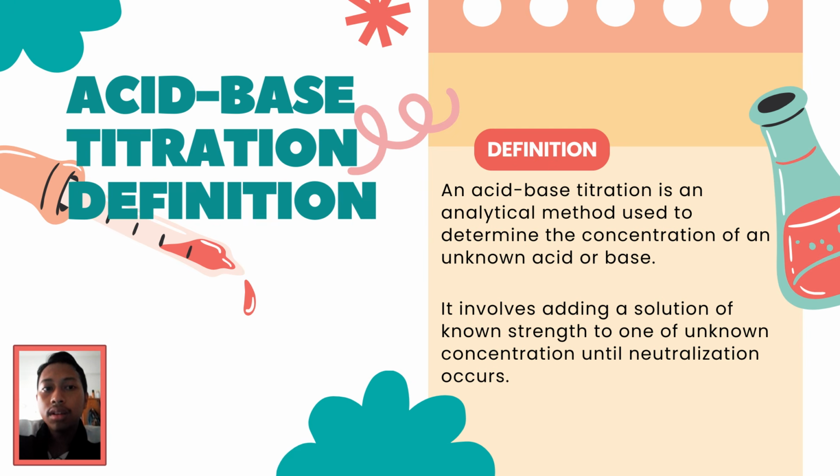An acid-base titration is an analytical method used to determine the concentration of an unknown acid or base. In practice, it involves adding a solution of known strength to one of unknown concentration until the neutralization process occurs. While the underlying science is highly reliable, implementing this technique in a professional setting requires an evaluation of its practical strengths and weaknesses. When selecting acid-base volumetric analysis for quality control, its advantages must be weighed against its limitations.